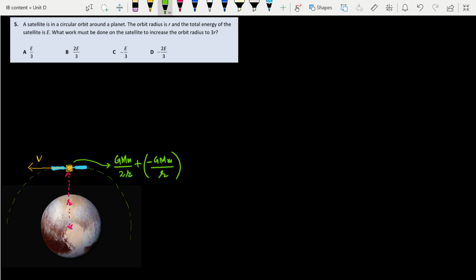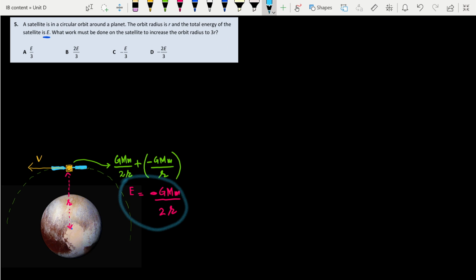So if you sum these two, which gives us the total energy, and according to this question, the total energy is written by the symbol E. So E is equal to, if you sum it, negative GMm over 2r. So this is the energy this satellite has right now, at the orbital distance r from the center.